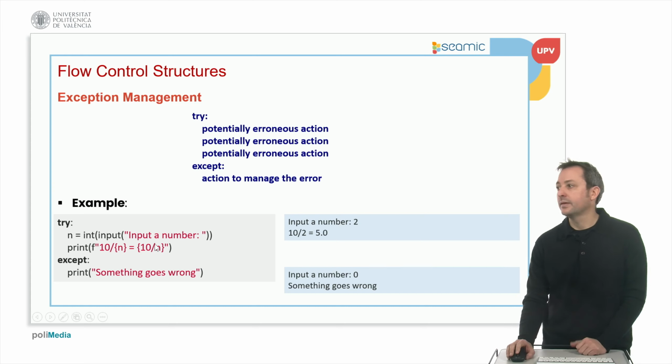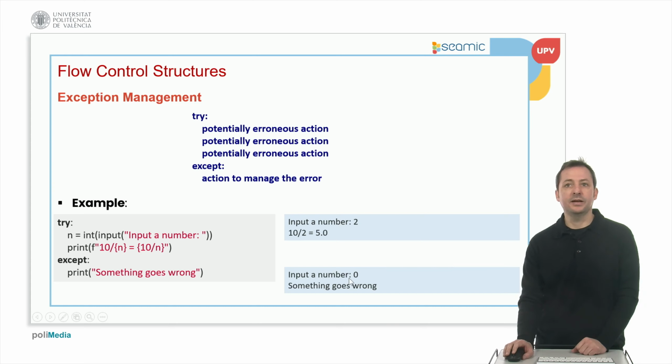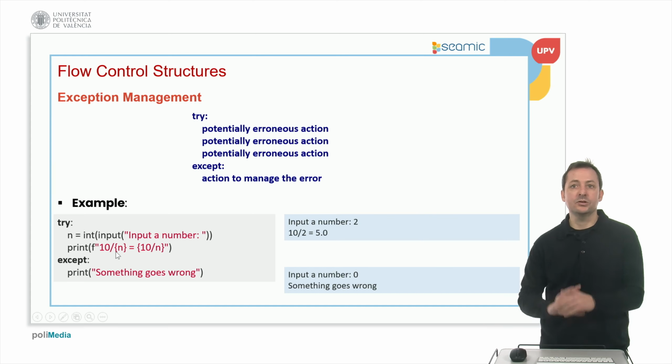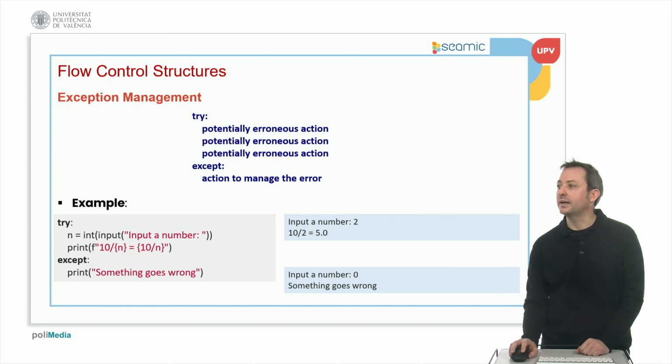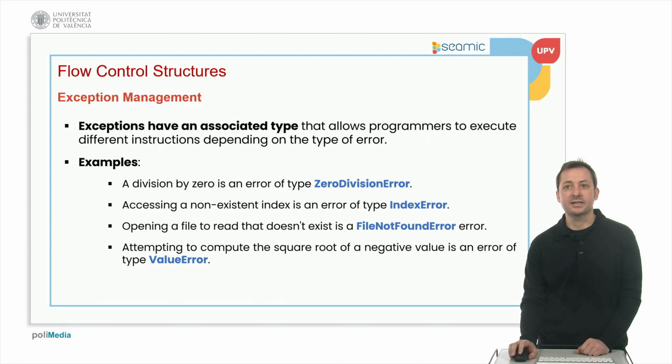What is more, if we introduce something that is not a number, another error will occur since we are trying to divide 10 by something that is not a number. So in this case, this code can cause some exceptions, some errors, and the try except management allows us to take these exceptions and carry out some actions.